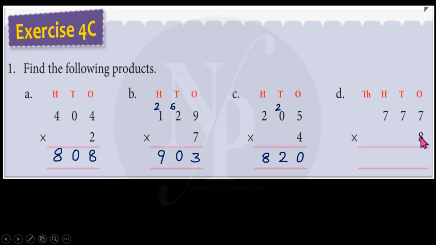So here 8 7s are 56. So 56 ones are regrouped as 5 tens and 6 ones. 5 tens are carried forward to tens column. So we write 5 here and 6 in ones column.